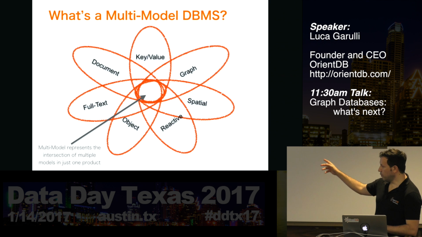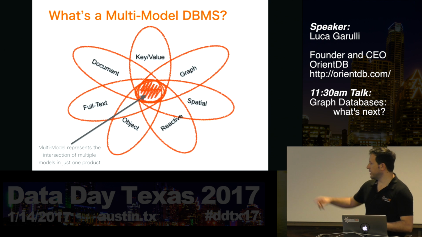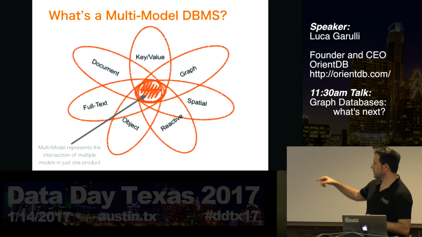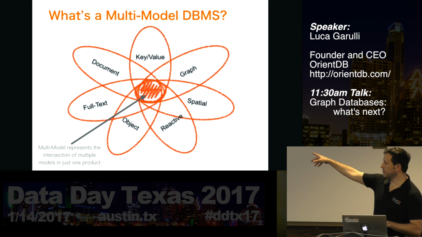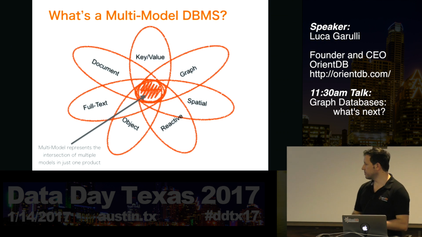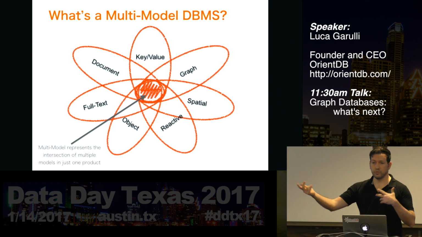To explain the multi-model concept, we can say that it's the intersection of a lot of models altogether. This is an example of OrientDB: document, graph, key value, full text search, spatial, and object-oriented concepts like inheritance and polymorphism, and reactive, because you can also use the database in reactive mode.